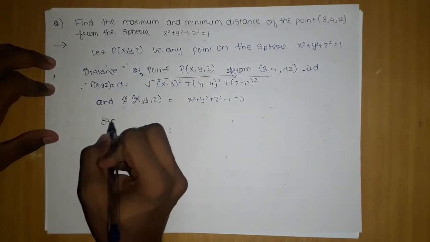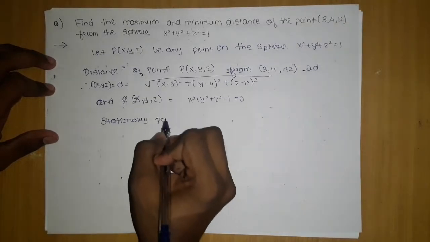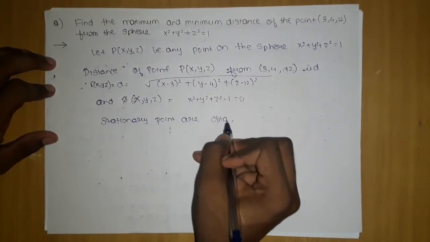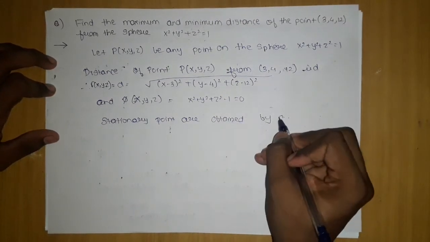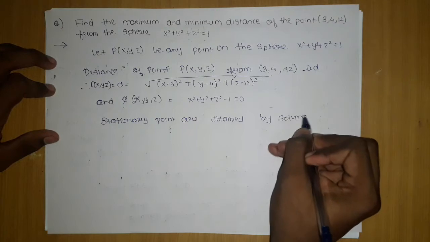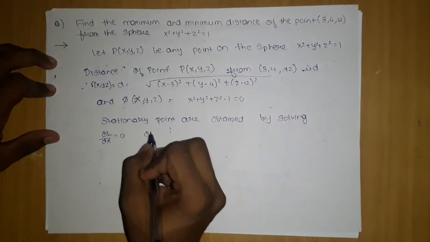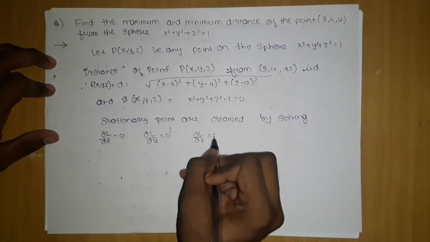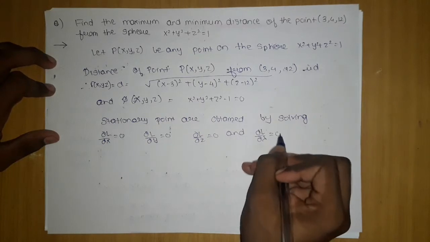Now stationary points are obtained by solving dou L by dou x equals to 0, dou L by dou y equal to 0, dou L by dou z equal to 0, and dou L by dou lambda equal to 0.